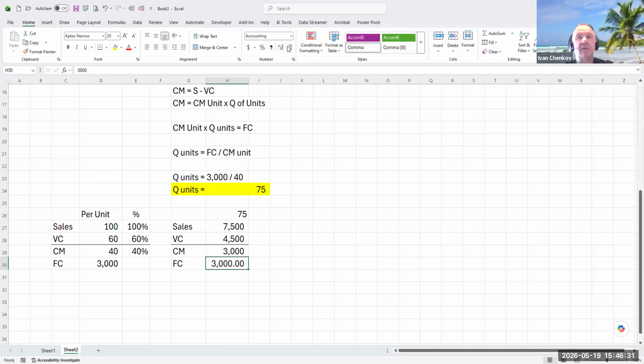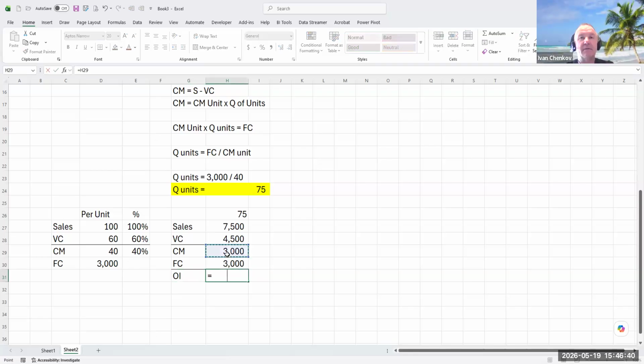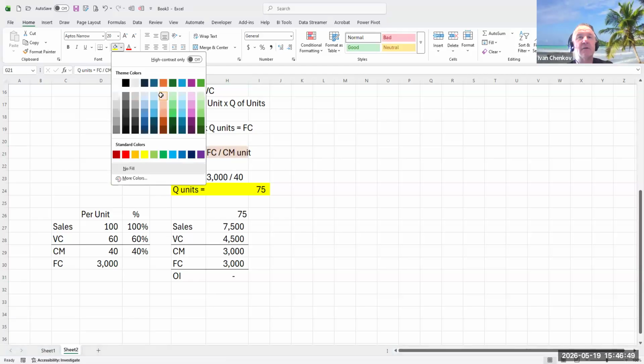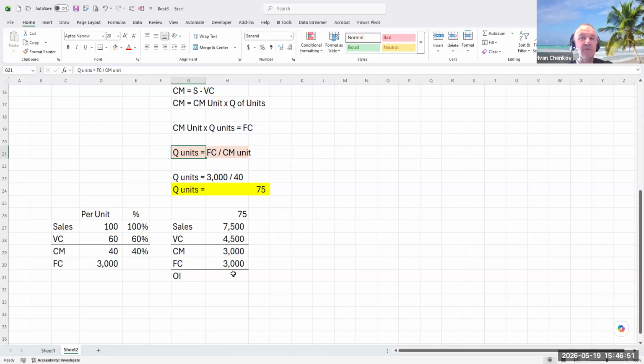So if my fixed costs are $3,000, how much is my operating income? In this case, operating income is zero. So what that means? That means this formula works. If you want to find out how many units you need to sell in order to get the break even, find the fixed cost divided by contribution margin per unit. And you're going to see how many units you need to sell in order to come up with the operating income, which is zero.